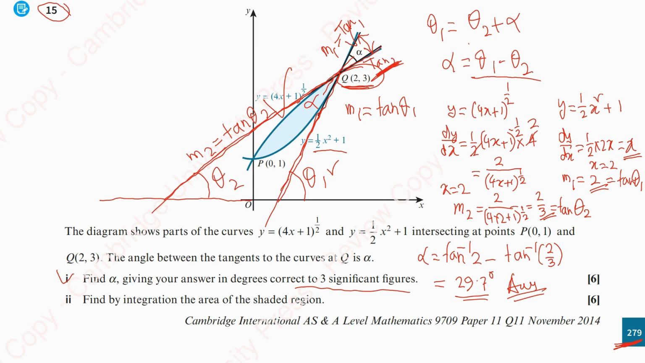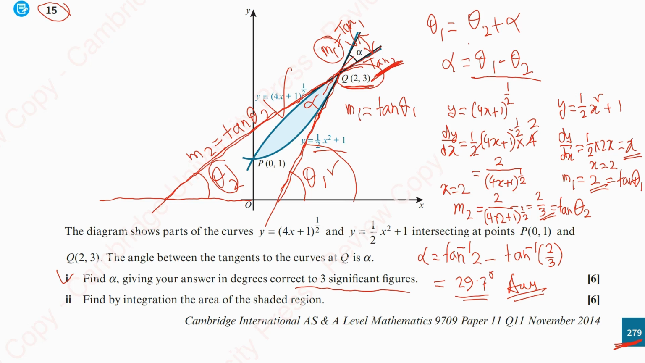Tangent of this angle is called the gradient. Tangent of this theta 1 is called the gradient m1 of the first tangent equation. Another one, theta 2, makes the second tangent equation, which makes angle theta 2 with the x-axis. Tangent of this theta 2 is called the gradient of this tangent equation. The angle difference between tangent 2 and tangent 1 is called alpha, and we did the same thing. So this is the definition.